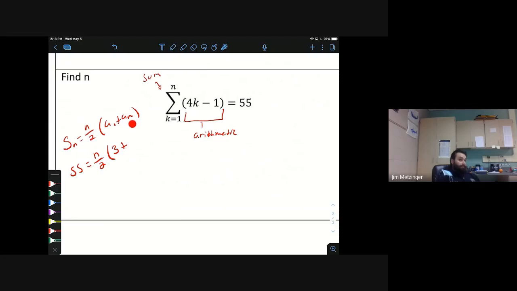What's an? One. Nah, not 1. Two. Nope. This is the last number that you want to add up. I don't know what the last number is because I don't know what this number is. No, you take n, put it in where the k is. That's going to be what an is, 4n minus 1. So that's what we're solving. You got 55 is equal to n over 2 times, what is that, 2 plus 4n? Solve for n.